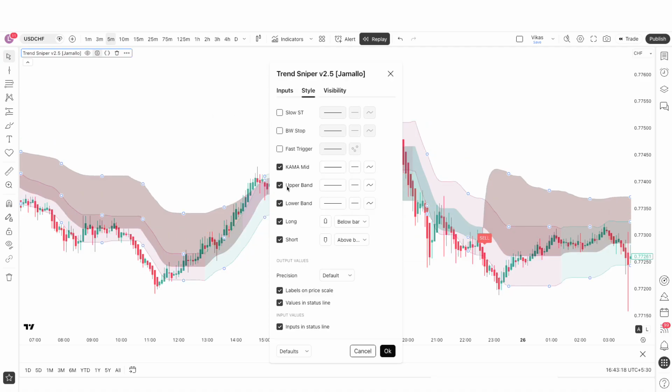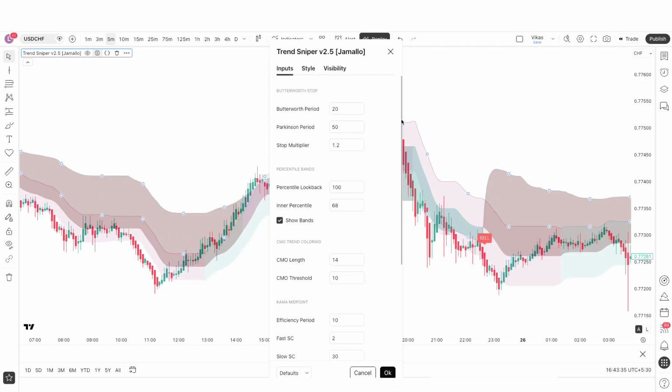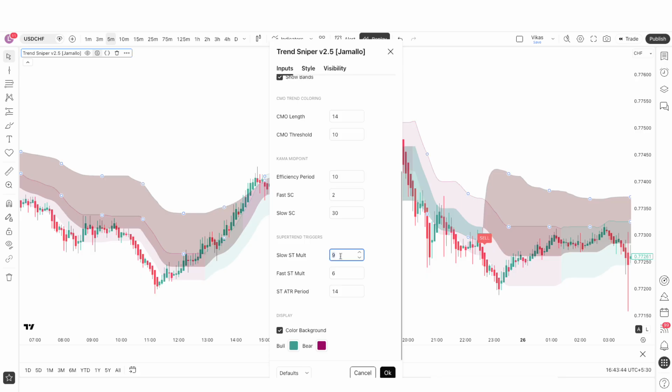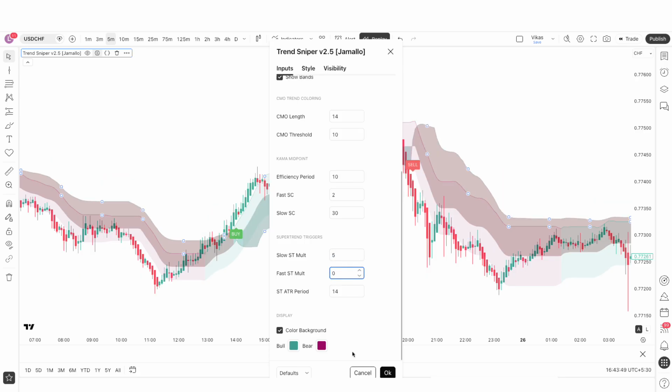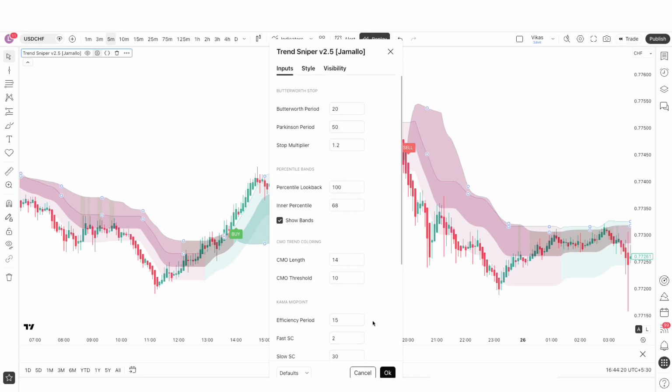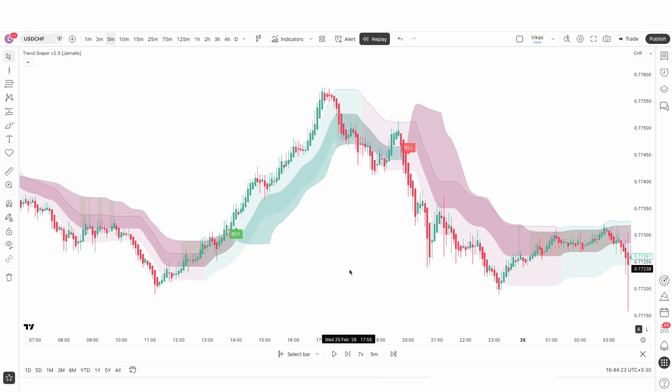First, we have to keep these options hidden. After that, change the slow ST multiple from 9 to 5, change the fast ST multiple from 6 to 0, change the ST ATR period from 14 to 4, and change the efficiency period from 10 to 15. Here everything is fine. After that, click OK. Now our setup is ready.